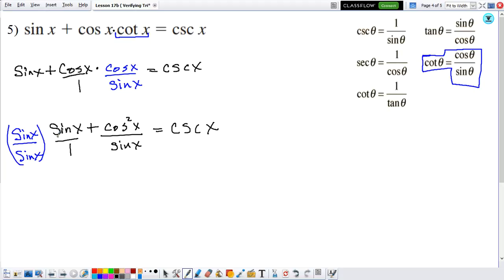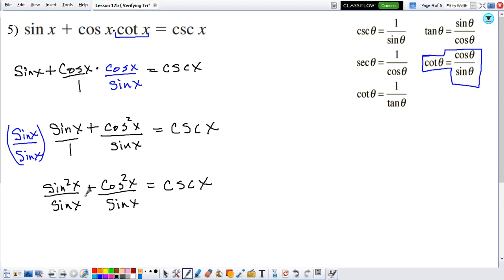So why are we allowed to multiply sine over sine? Because sine over sine is just 1. So essentially you're just multiplying by 1, or you're multiplying by a smart 1, because if I do that, they're going to have the same denominators. That's the reason why you can multiply this. So now we have sine times sine, so that becomes sine square over sine, plus the second one, we have not done anything to it, over sine equals cosecant.